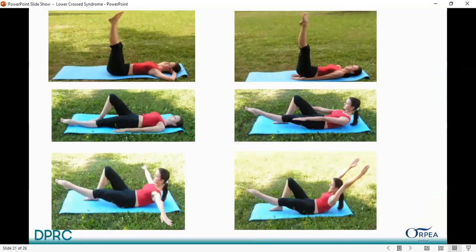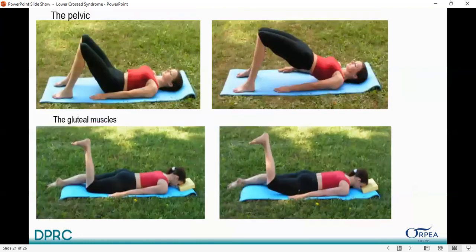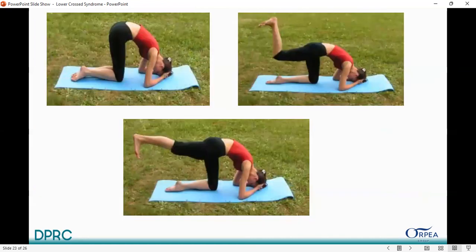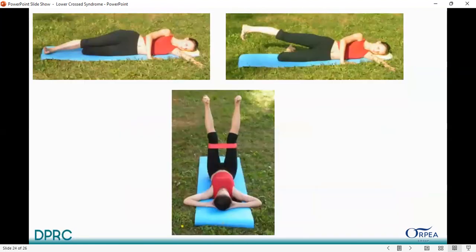These are the different variations in supine and the pelvic bridging exercises. And the second one for the gluteus muscles, prone, different variations. Sidelying for the gluteus, using the TheraBand as well.